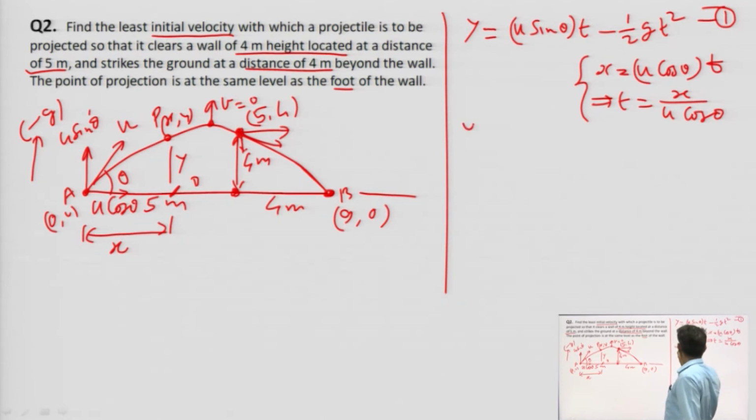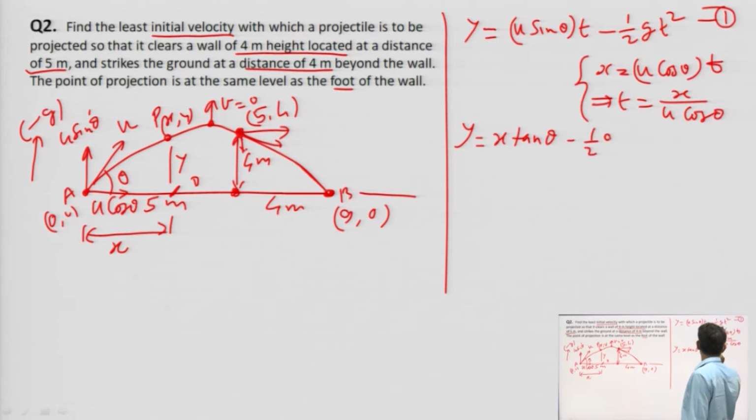So, what is that? y is equal to u cos theta into t, we put the value of t, so u will be cancelled out. It will be x tan theta, sin theta divided by cos theta, minus half g t square, which means x square divided by u square cos square theta. So, that is the equation for this trajectory.